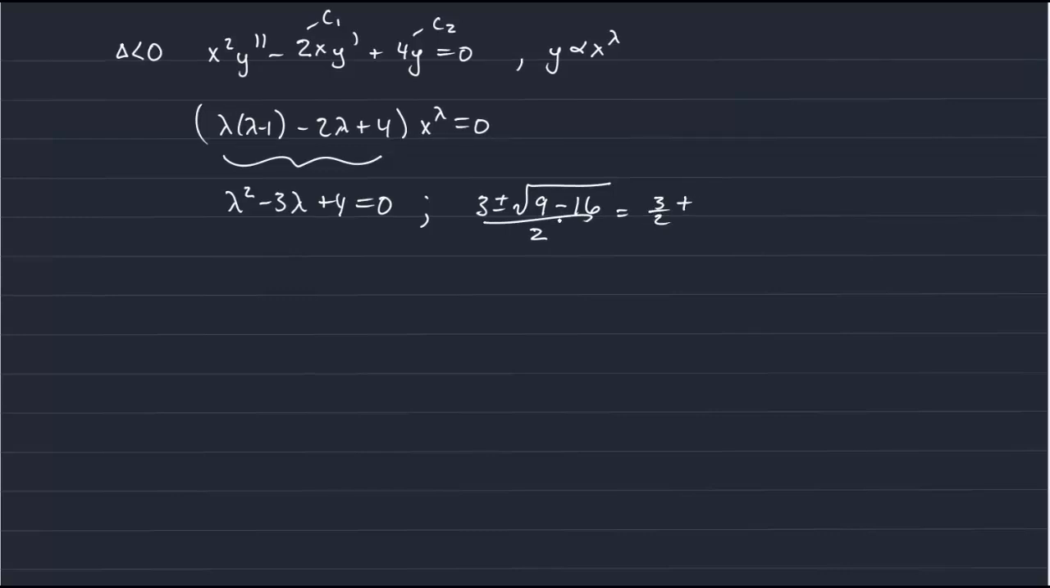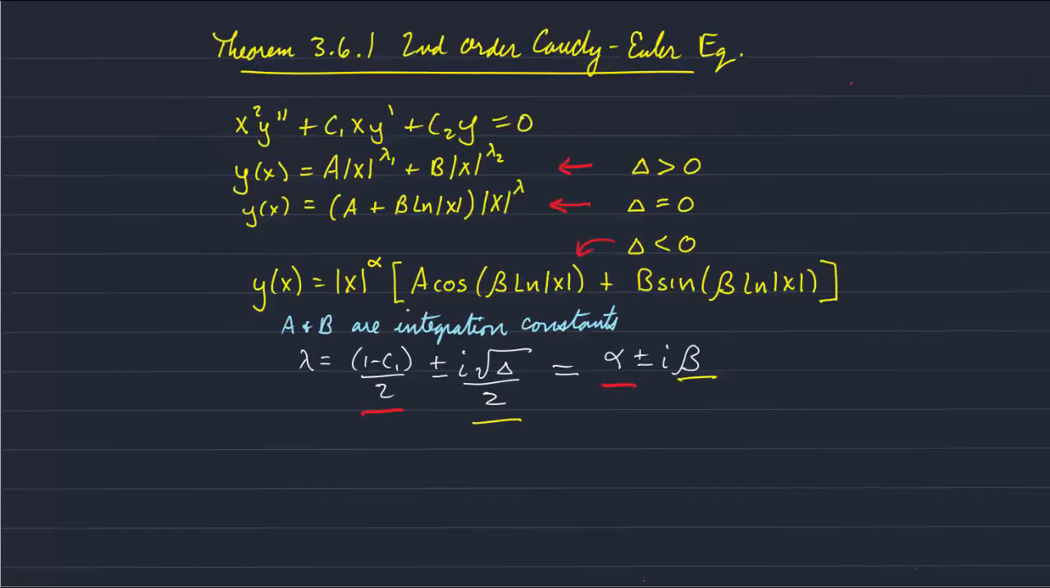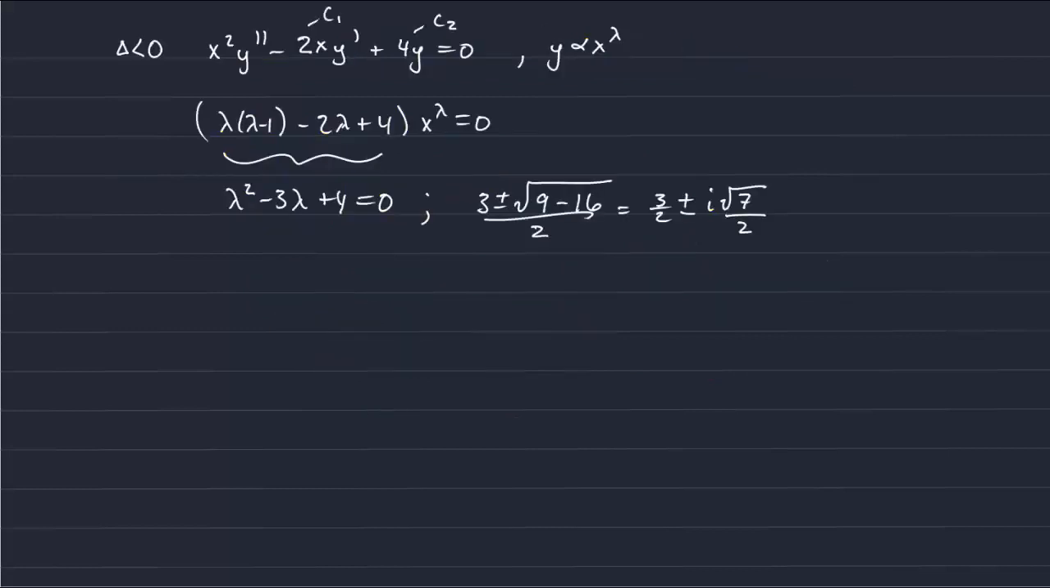Plus and minus, we have 9 minus 16, which is minus 7. So we have plus and minus i times the square root of positive 7. We've factored out a square root of minus 1 in this form. Oh, and that's also divided by 2. So going back to our solution in the case in which delta was less than 0, we had x raised to the alpha power plus our two periodic functions, because again we have a complex root. So here 3 halves is alpha, and square root of 7 over 2 is beta.